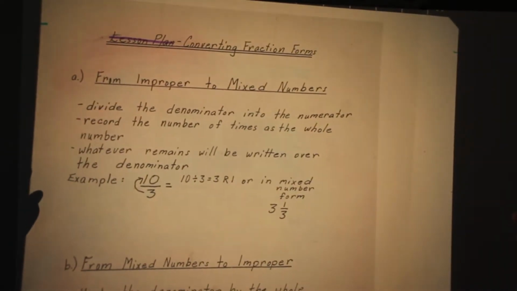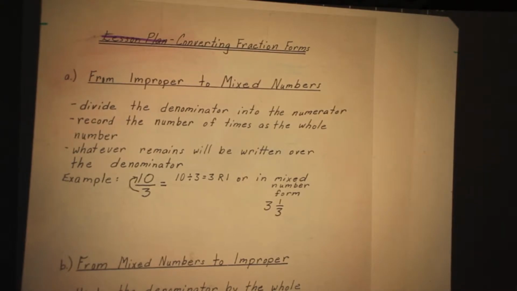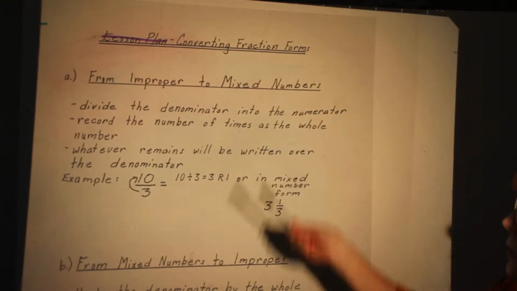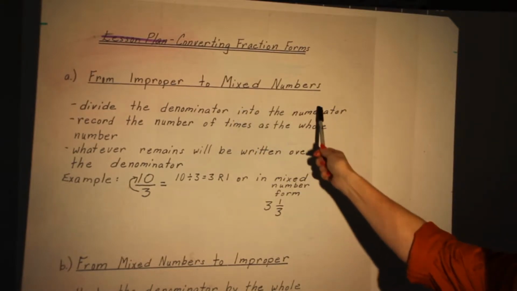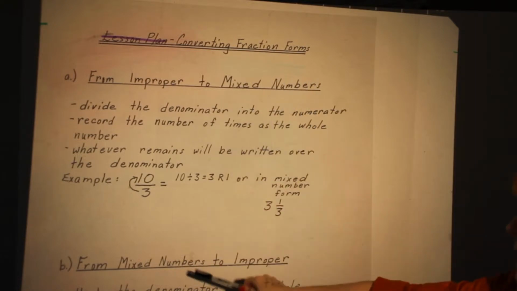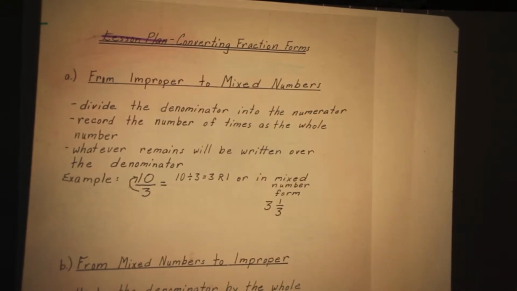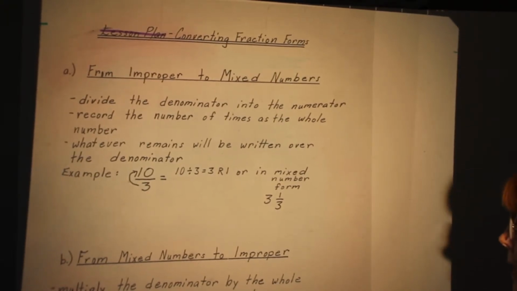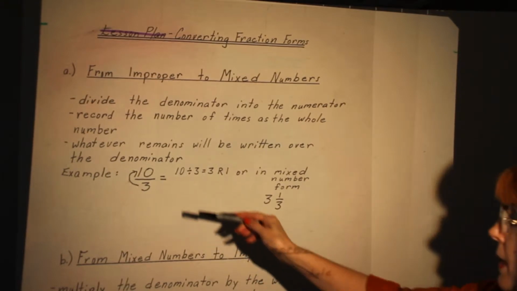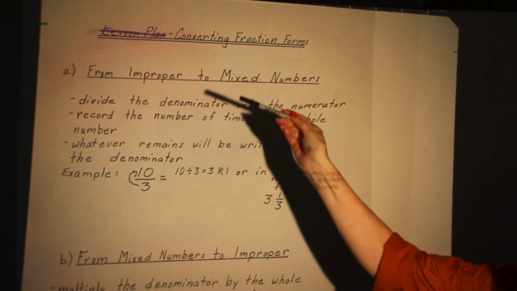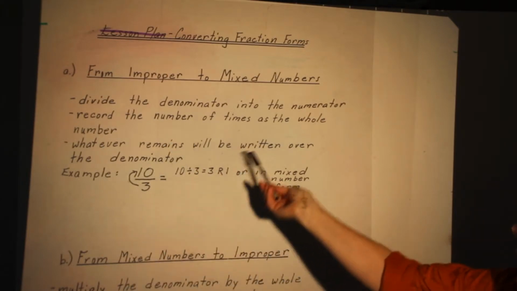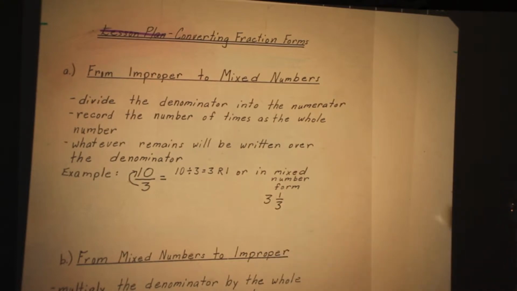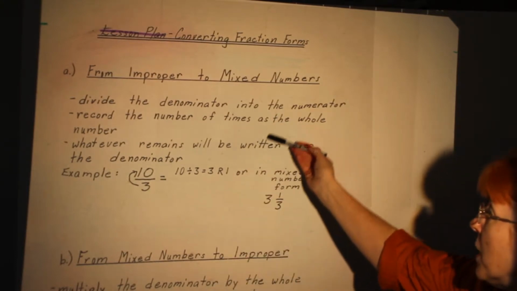So if we're going to convert fraction forms, you don't need to convert proper fractions. There's only the 2 types that you do convert. Improper to mixed number, and then the mixed number back to improper. So looking at the first one, from improper to mixed number, you divide the denominator into the numerator. Like I said, it always works that way. You don't divide the top into the bottom, it always goes the other way. Record the number of times as the whole number. Whatever remains will be written over the denominator. So that's your written explanation.